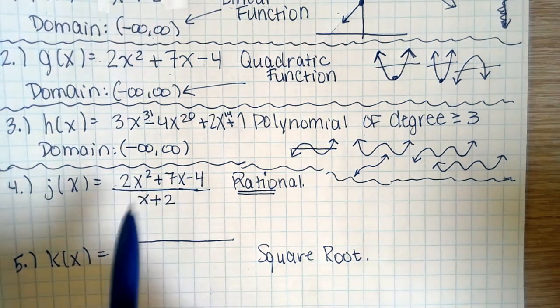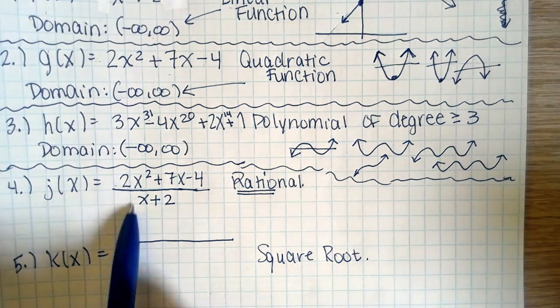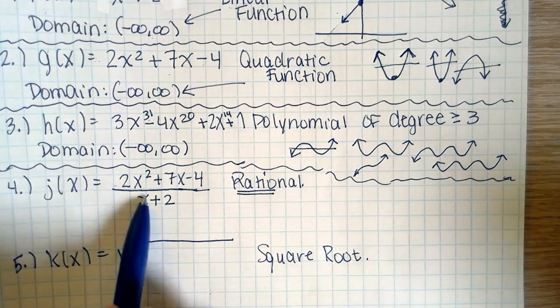But here, the denominator is what you are dividing by. I'm not allowed to divide by what number? 0. Does that mean that x cannot equal 0? If I plug in 0 for x, I get 0 plus 2.